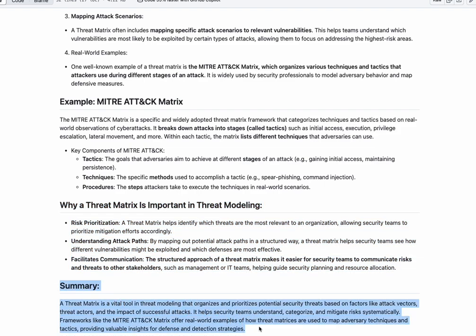Summary: a threat matrix is a vital tool in threat modeling that organizes and prioritizes potential security threats based on factors like attack vectors, threat actors, and the impact of successful attacks. It helps security teams understand, categorize, and mitigate risk systematically. Frameworks like the MITRE ATT&CK matrix offer real-world examples of how threat matrices are used to map adversary techniques and tactics, providing valuable insights for defense and detection strategies.